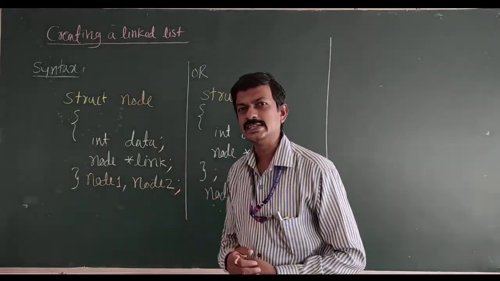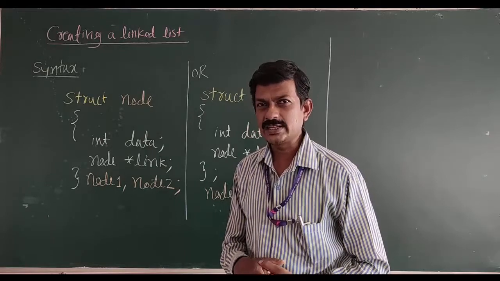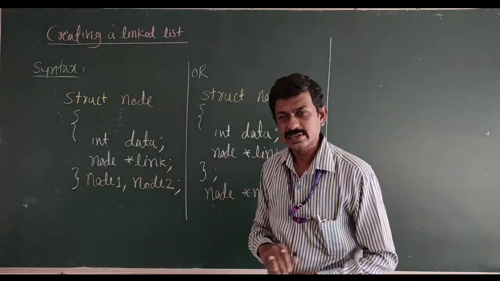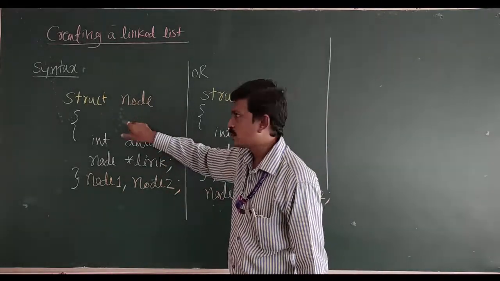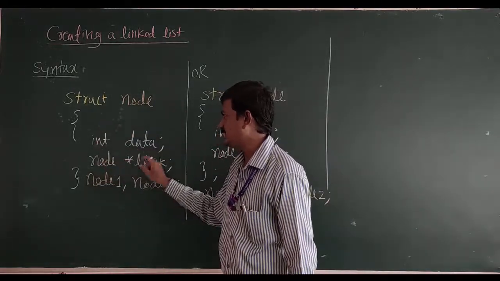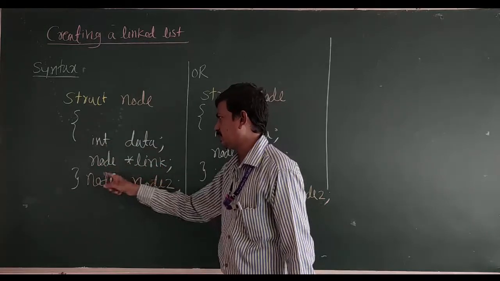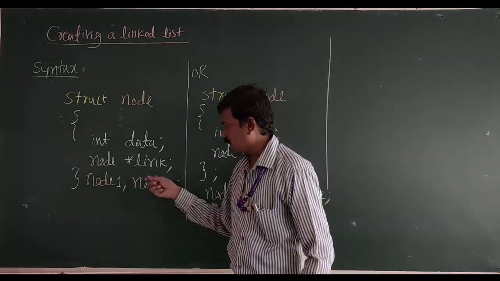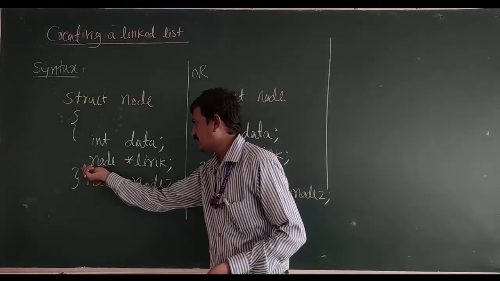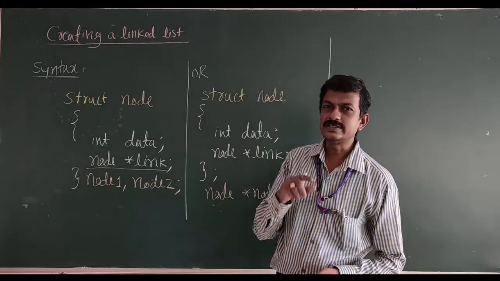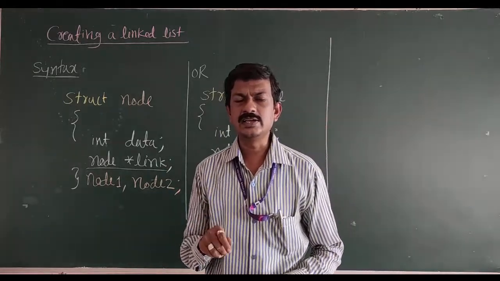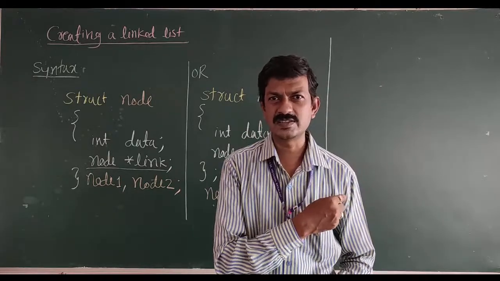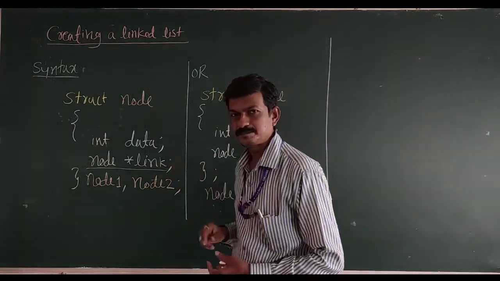Then how to create a linked list? To create a linked list, this is the syntax: struct node, open bracket, int data, struct node star link, close bracket, node 1, node 2. In which we have one important declaration, that is node star link. Node star link is a pointer declaration. What do you mean by pointer? Now I am going to discuss what a pointer is.